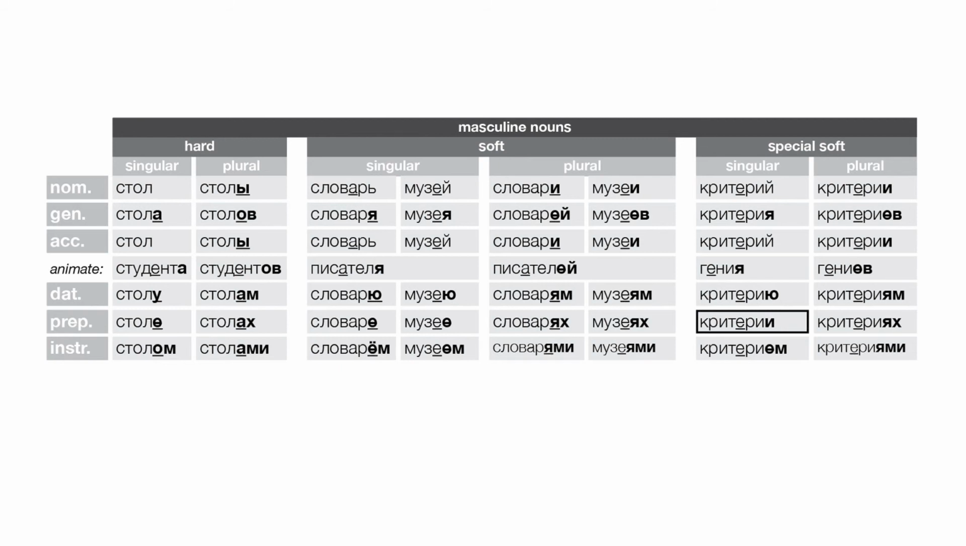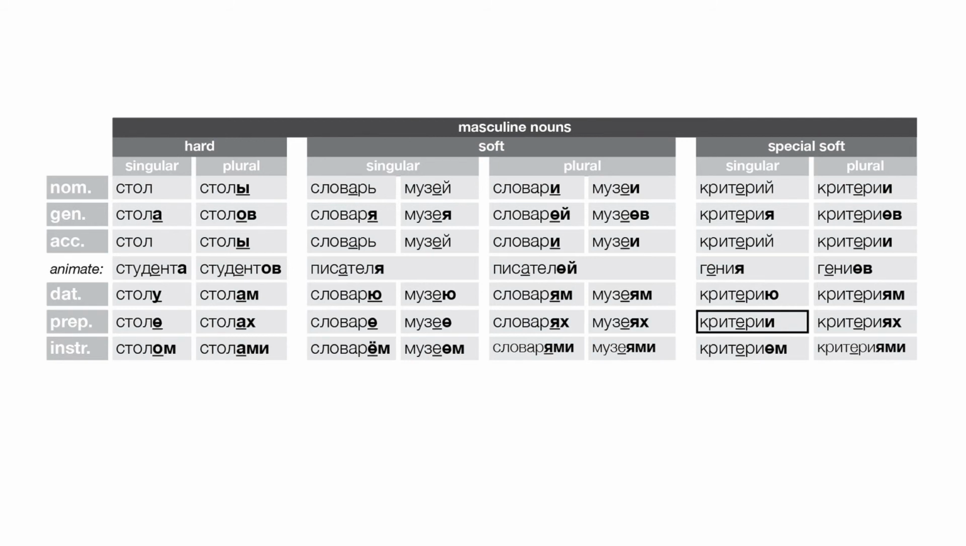Now, the only trick then is to look out for soft nouns and be sure to add the soft versions of those same endings, right? So again, compare, for example, the genitives, stola versus slovarya, right? We can't say slovara, right? That would turn a soft noun into a hard noun. But again, if you compare the endings, you'll see that as long as you keep the ending soft, the actual sound of the ending is the same. Again, for example, the vowel is a, right? But instead of a with the hard noun, we get ya for the soft noun.